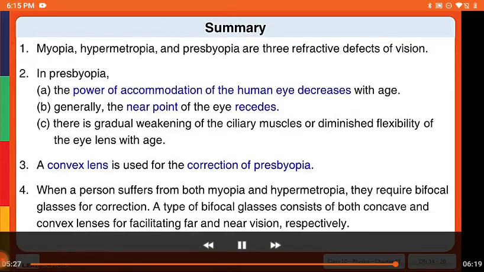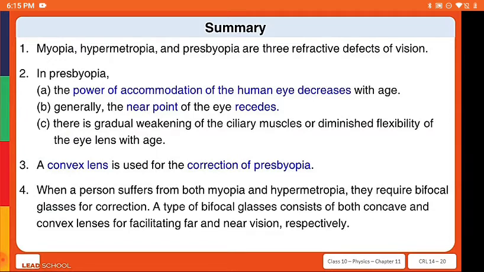Let us summarize what we have learned. Myopia, hypermetropia, and presbyopia are three refractive defects of vision. In presbyopia, the power of accommodation of the human eye decreases with age. Generally, the near point of the eye recedes. There is gradual weakening of the ciliary muscles or diminished flexibility of the eye lens with age. A convex lens is used for the correction of presbyopia.